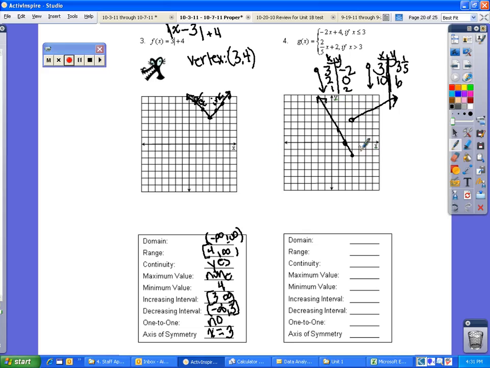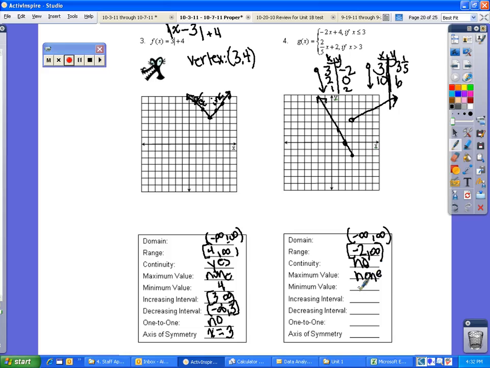Domain, again, is going to be all real numbers from -infinity, because one function is going to keep going left, and this function is going to keep going right. Your range, it starts at -2, including -2, and goes all the way up. Both of these graphs are going to keep going up, so from -2 to infinity. It is not continuous, because you cannot trace the function from one end to the other. It does not have a maximum value, and again corresponds with that range value.